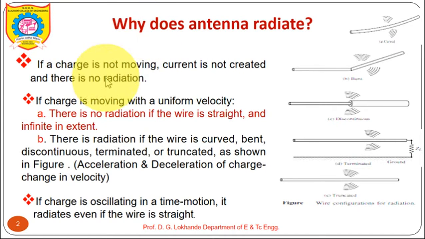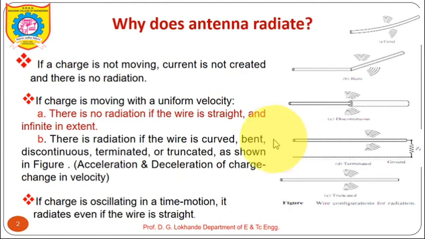The first one is that if a charge is not moving, the current is not created and there is no radiation. If the charge is moving with uniform velocity, then there is no radiation. If the wire is straight and infinite in extent, there is no radiation. There is radiation if the wire is curved, bent, discontinuous, terminated or truncated, as shown in the figure. So actually it is the acceleration and deceleration of charge, the change in velocity. If the charge is oscillating in time motion, it radiates even if the wire is straight.